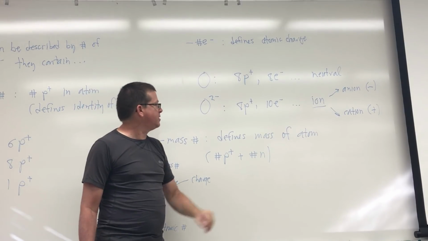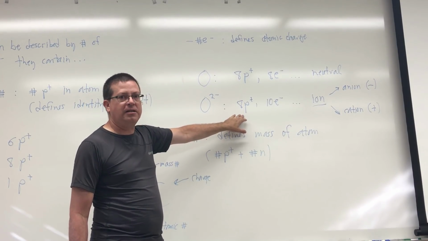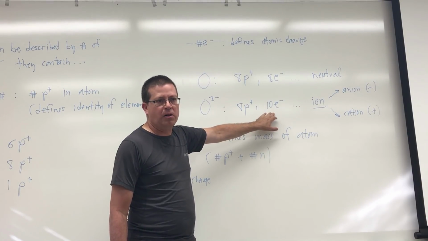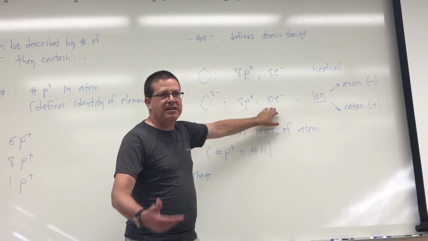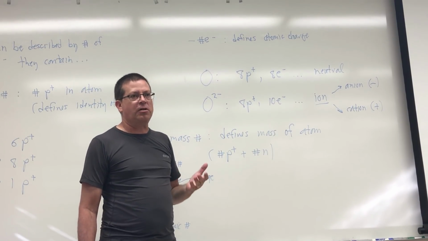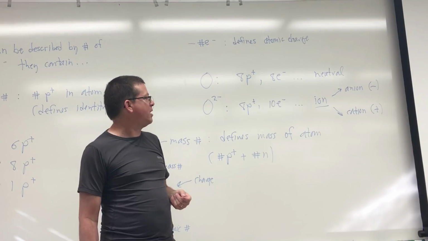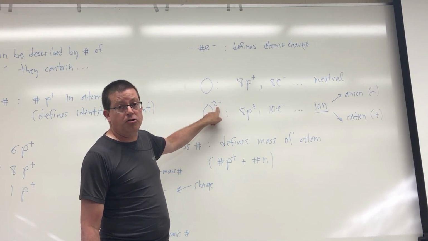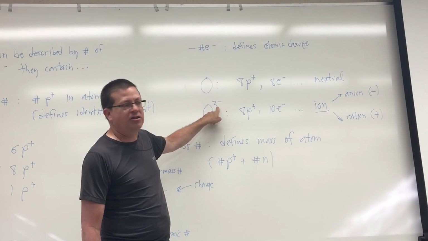However, oxygen atoms can exist in the oxide state, which carries a 2 minus charge. What that means to us is that we still have 8 protons in the nucleus, but now we have an extra 2 electrons in the electron cloud, and the atom does that to gain stability. So if I have an extra 2 electrons in the electron cloud for a total of 10 electrons, that means that I am going to carry a net 2 negative charge, or 2 minus charge, on that oxygen atom.